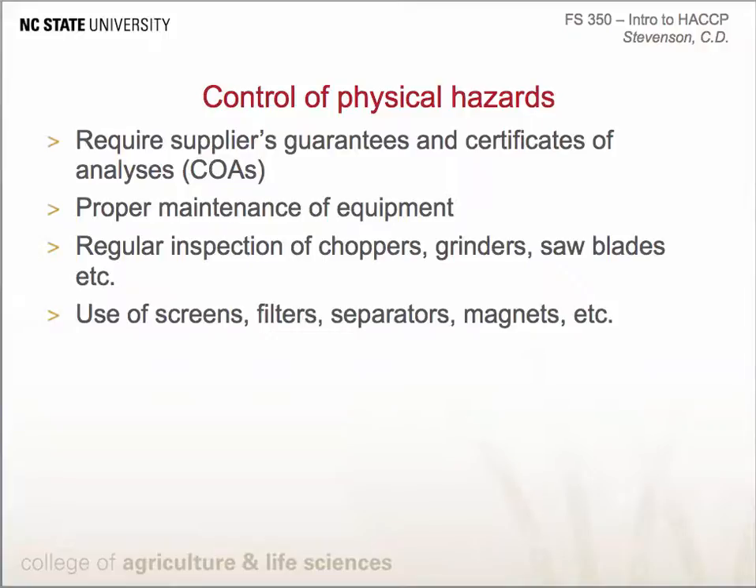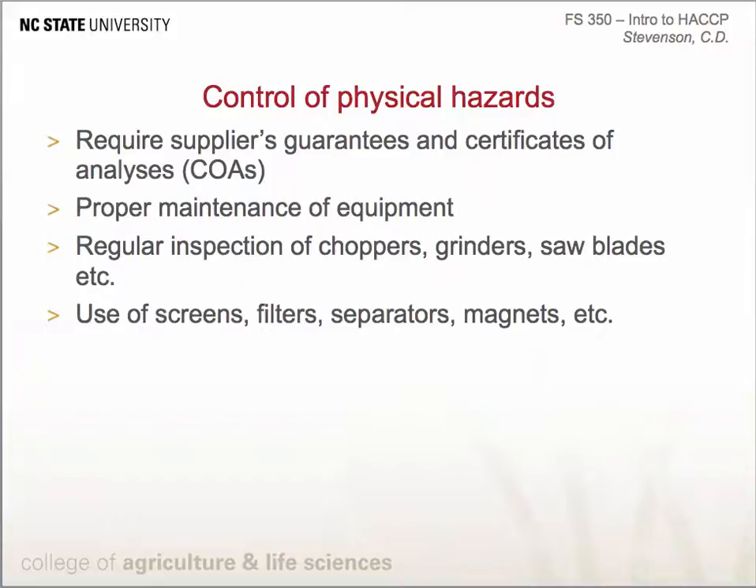Finally, let's return to physical hazards. As was the case with chemical hazards, requiring suppliers of raw ingredients to provide suppliers' guarantees and certificates of analyses is a good way to show that there are no physical hazards in the food. Proper maintenance of equipment and regular inspection of choppers, grinders, and saw blades also can be used to minimize the potential of metal or plastic fragments which may find their way into the food. When glass is used, there must be an effective glass control program to keep glass out of the product.